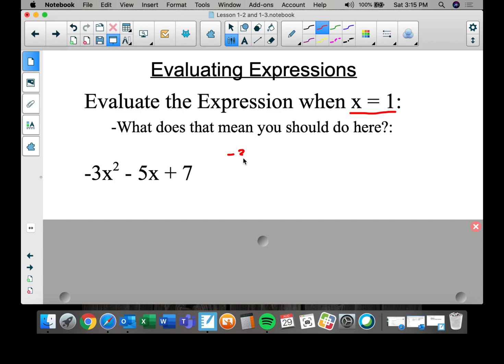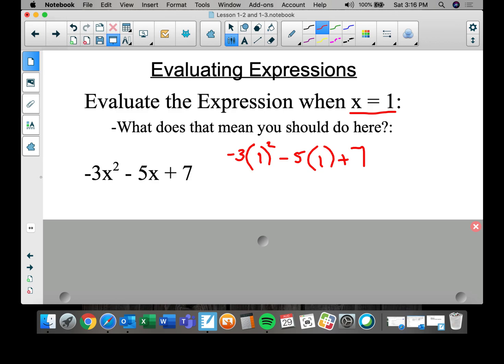So we're going to do negative 3. When you substitute something in, make sure you put it in parentheses. Okay, we're going to square that. Minus 5 times 1 plus 7. And now we do our order of operations. So in this case, we would do anything in parentheses, but there's only numbers in parentheses, so there's nothing to do there.